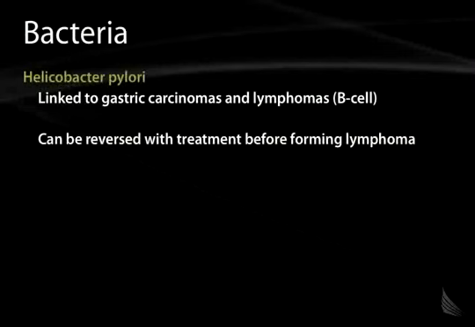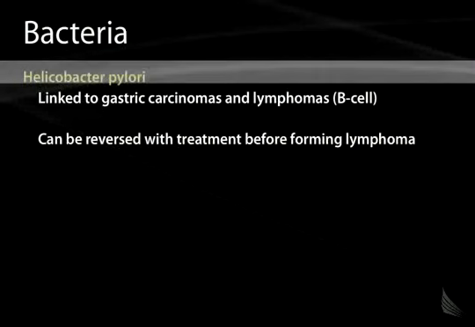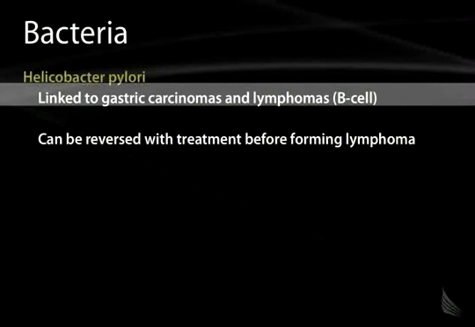The bacteria are not to be left out here. Helicobacter pylori, one of the common causes of gastritis, has been linked to the development of gastric cancers and B-cell lymphomas. Interestingly enough, simply by treating the infection and eradicating the Helicobacter pylori, one can often get at least the lymphomas here to reverse.